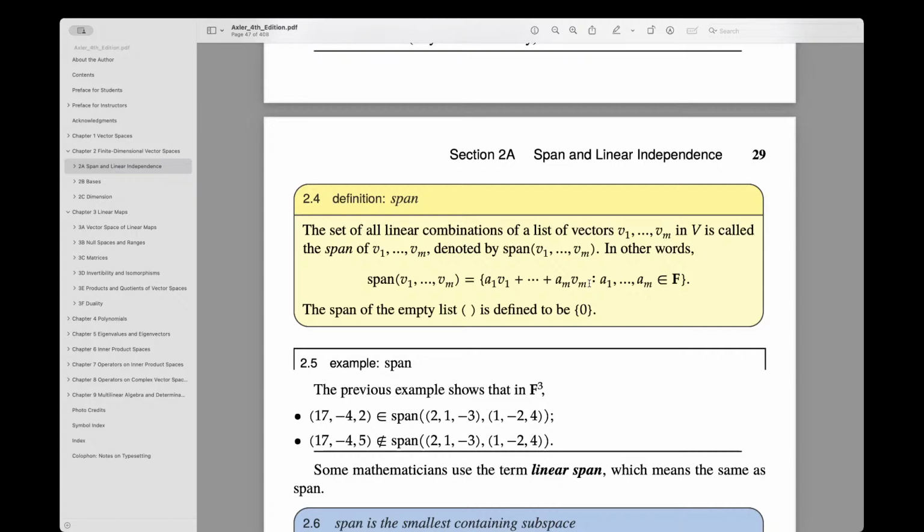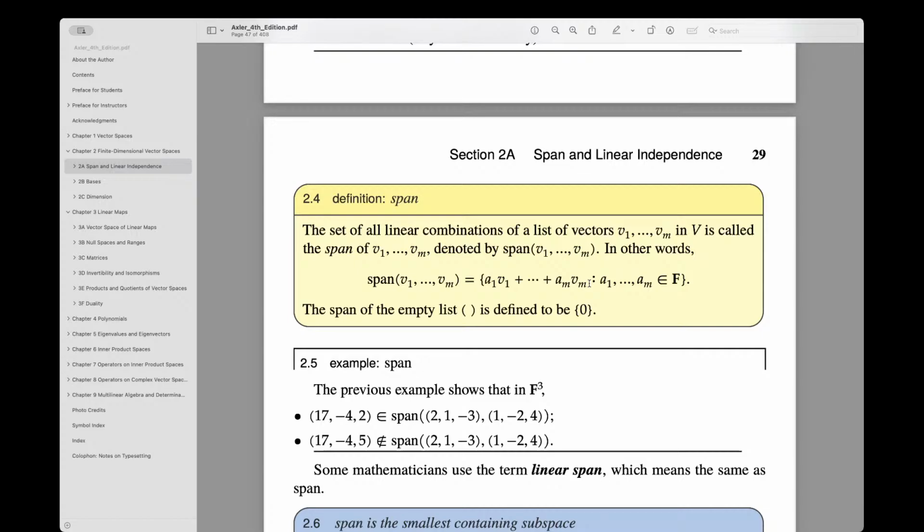So if I pull a vector from the span, then I know exactly it's going to be a linear combination of the vectors I gave to the span, right? So for example, if w is some vector in the span, then I know it's certainly a linear combination of these guys. Note that some of the coefficients might be 0. That's totally fine. And now we move on to the idea of why it's small. So the span is the smallest containing subspace. What does that mean?